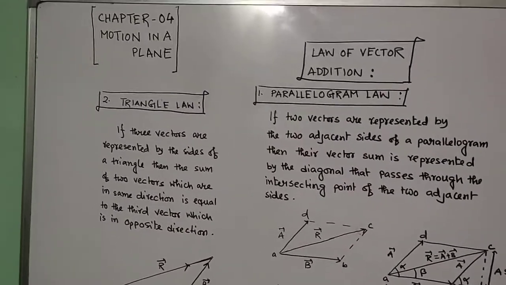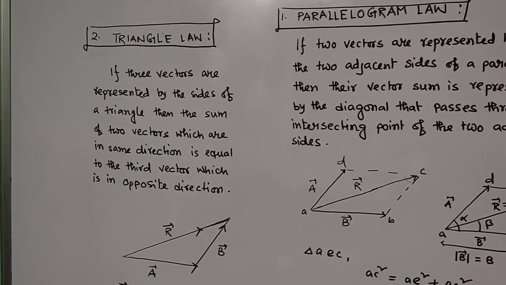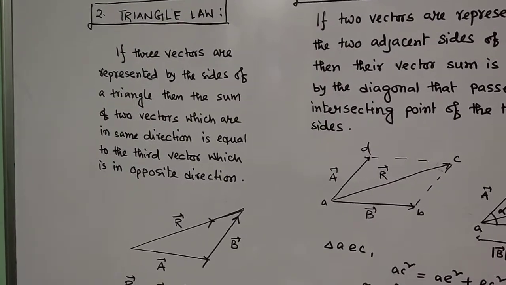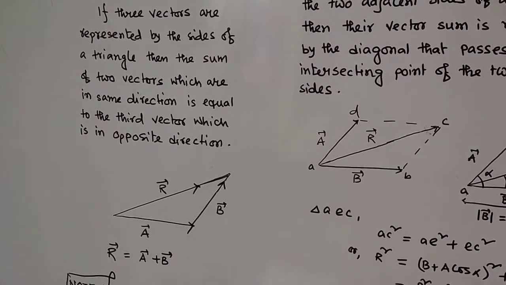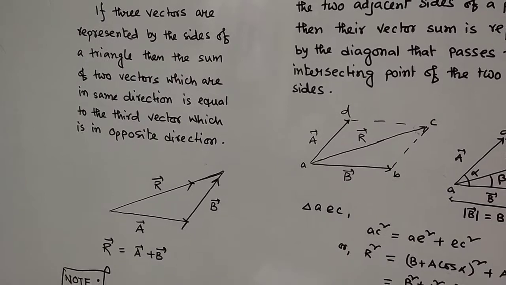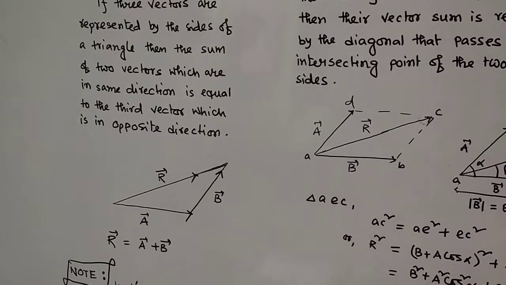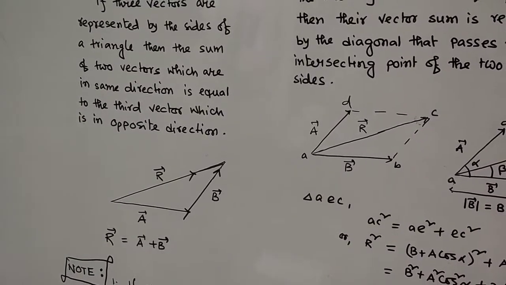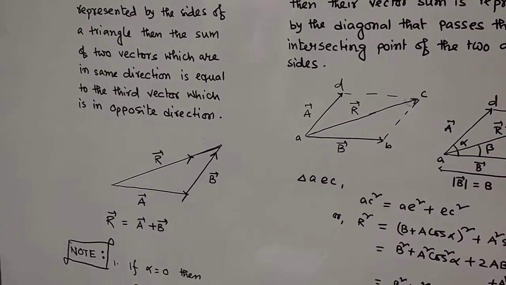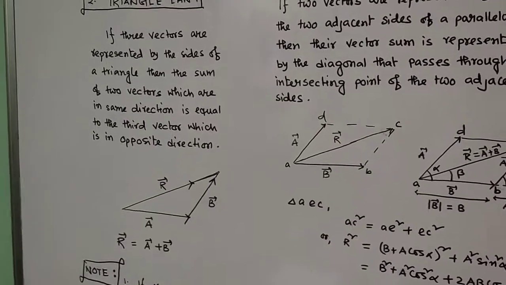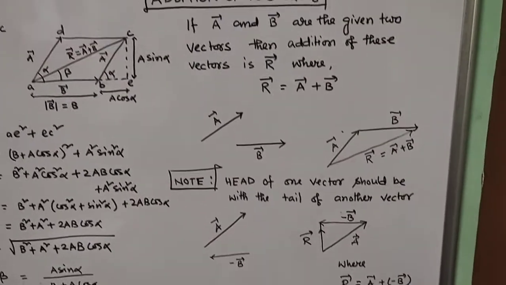Now next, we are trying to define the triangle law. What is this? If three vectors are represented by the sides of a triangle, then the sum of two vectors which are in the same direction is equal to the third vector which is in the opposite direction. You see A vector and B vector are in the same direction, in the sense that they are continuous, and R vector is the vector sum, in the opposite direction. Applying the triangle law, you can write R vector equals A vector plus B vector. If you check this part, it becomes clear. We have used the triangle law basically.